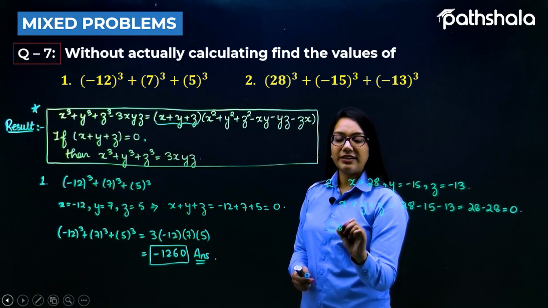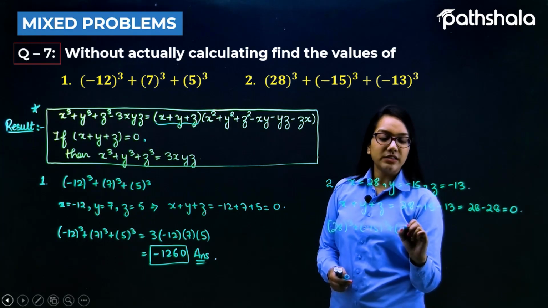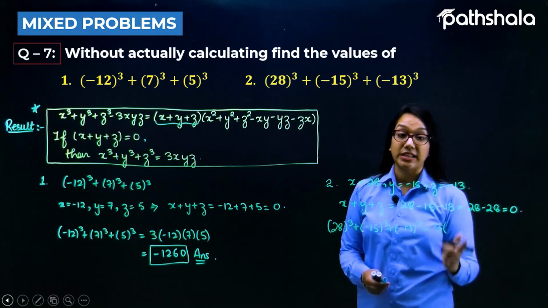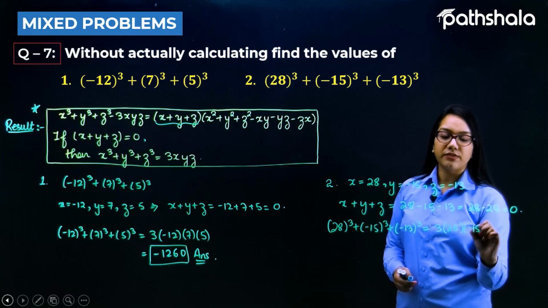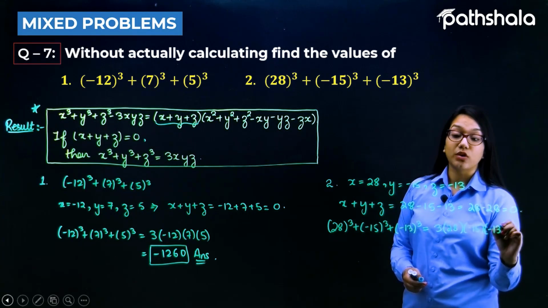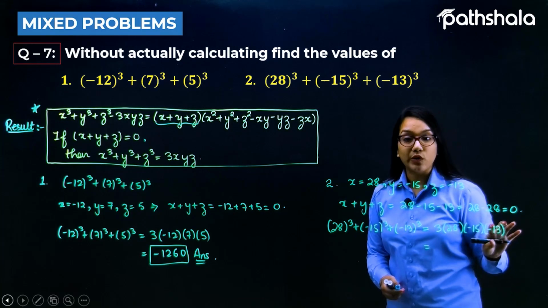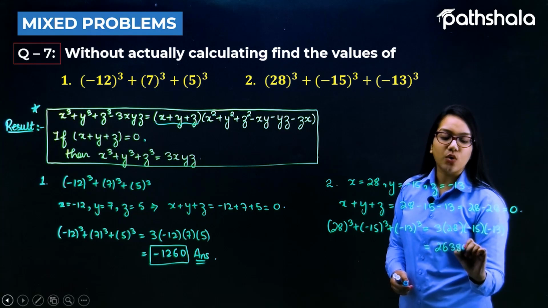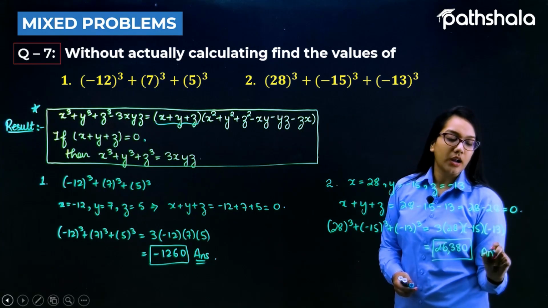It means that 28 whole cube plus minus 15 whole cube plus minus 13 whole cube is equal to 3xyz. x is 28, y is minus 15, and z is minus 13. Now let's multiply all these terms together. We will get the answer as 26380 after multiplying all these terms.